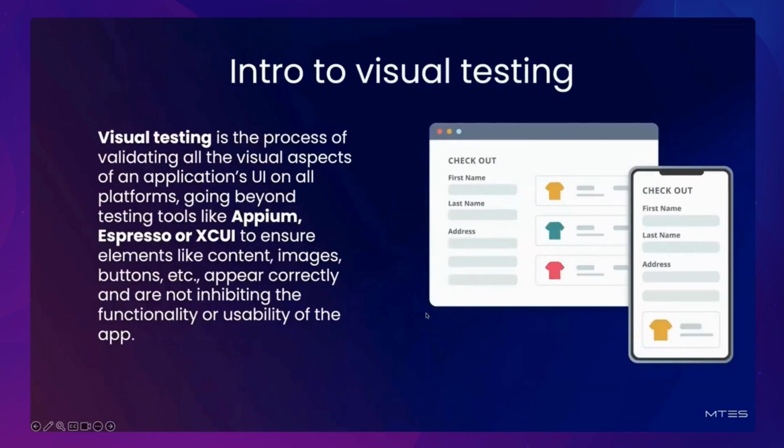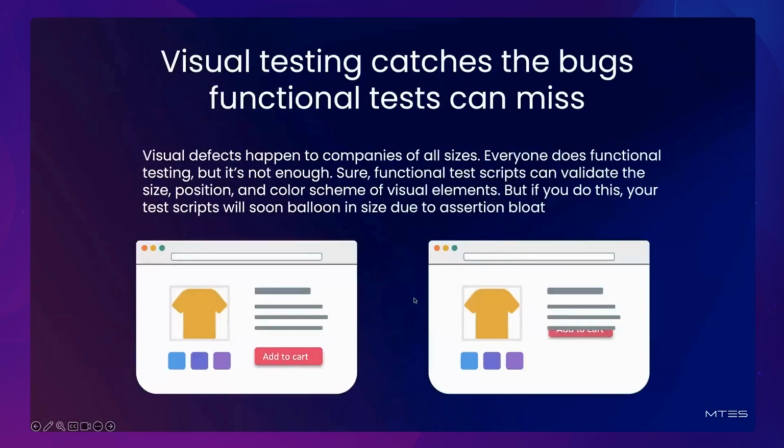So what is visual testing? Visual testing is the process of validating all the visual aspects of an application's UI on all platforms, going beyond testing tools like Appium, Espresso, or XCUI to ensure elements like content, images, buttons, etc. appear correctly and are not inhibiting the functionality or the usability of the app. Visual testing catches the bugs functional tests can miss. Visual defects happen to companies of all sizes.